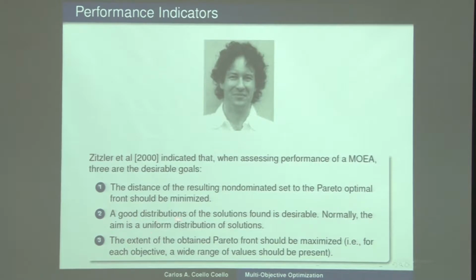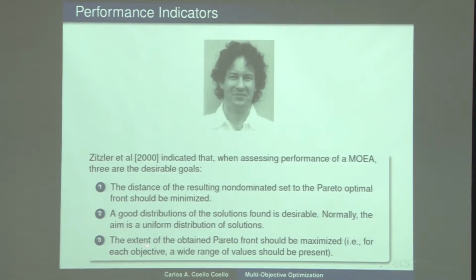We want a good distribution of these solutions, where good for us normally means uniform or equidistant. But this is something you have to keep in mind. This is possible if the problem is continuous. If the problem is discrete, in many cases, the true Pareto optimal front does not have a uniform distribution of points. So uniformity is sort of an artificial thing.